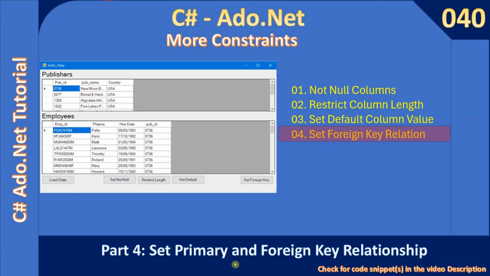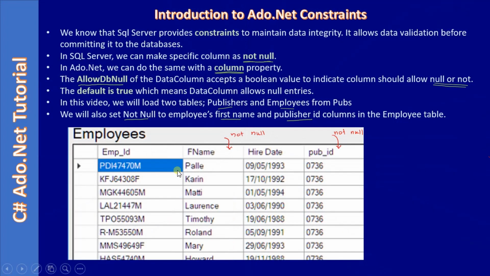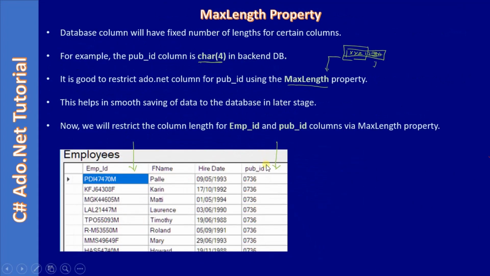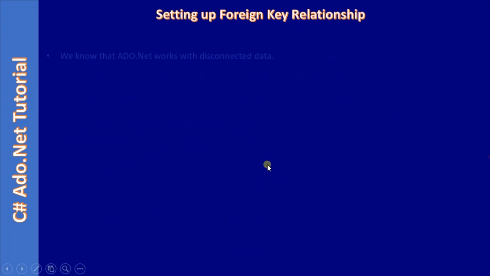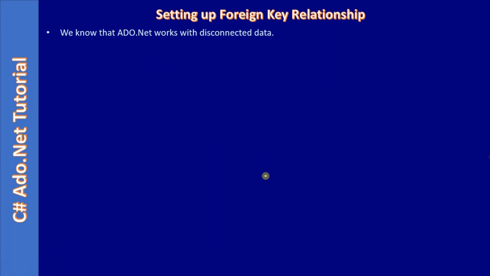In this video, we will explore how to set primary and foreign key relationship between two ADO.NET objects. We know that ADO.NET works with disconnected data. Once data is loaded, front end disconnects from the database.